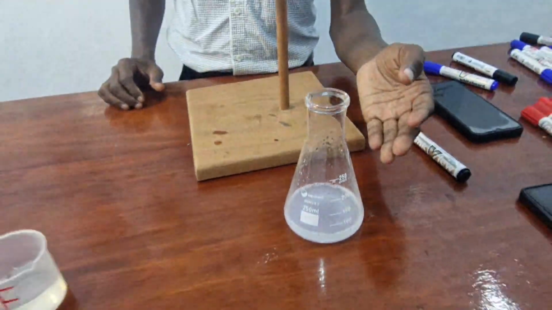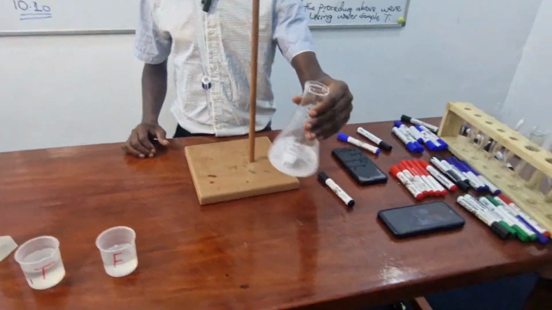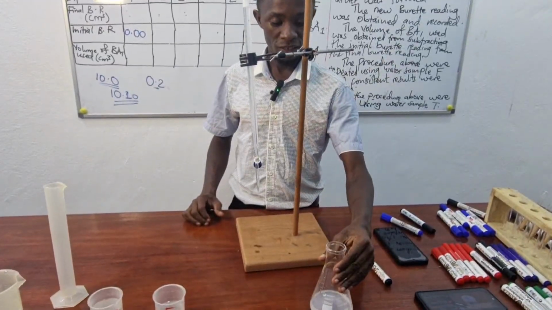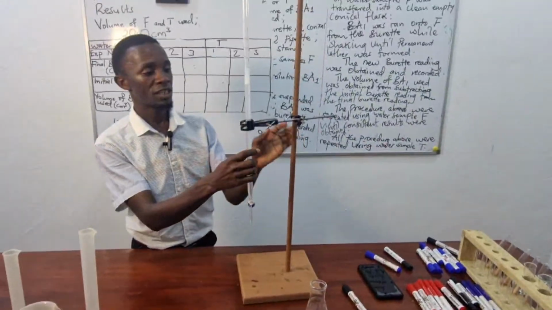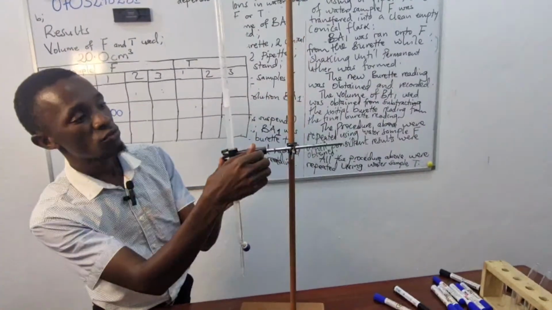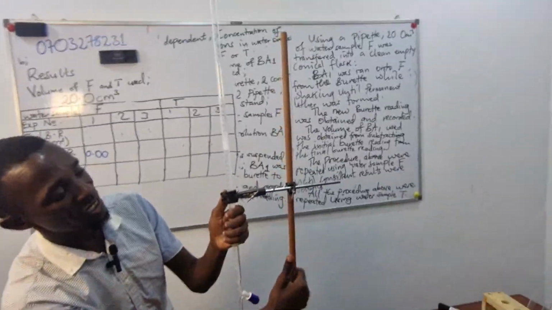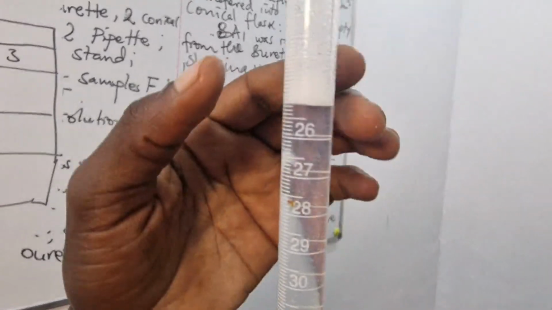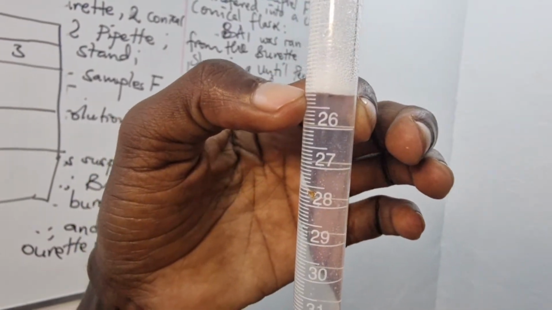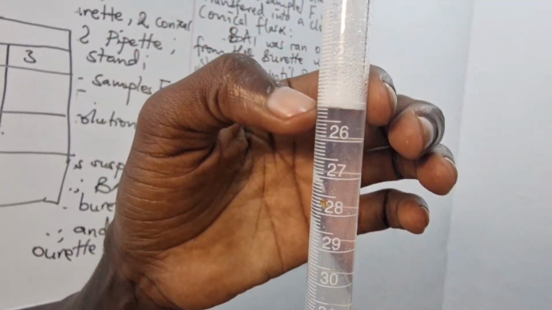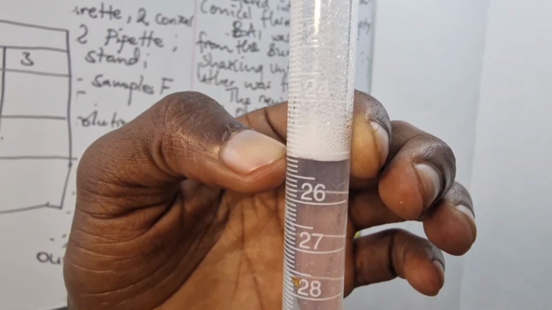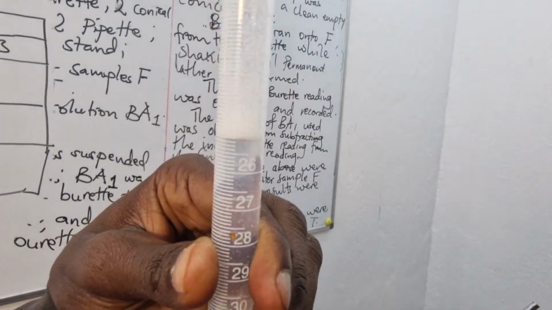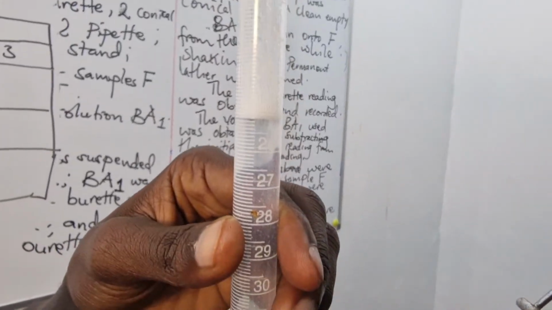I think this is permanent lather. Even when we leave it for some time, the lather still persists. And after that is achieved, we come and read the burette reading. What is it reading now? To me, we are reading from up, it is 25.1. If you can see very well, it is reading 25.1.